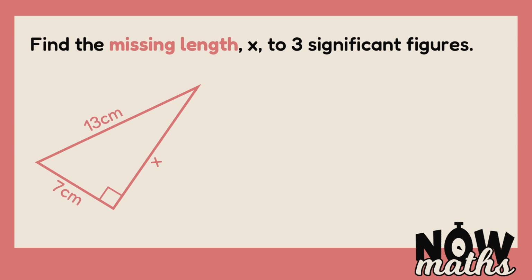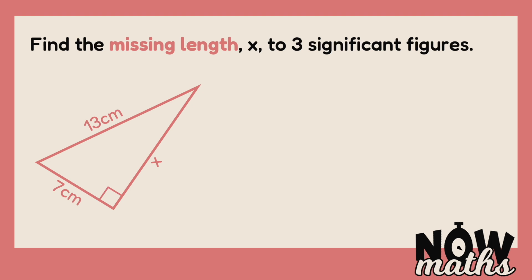Now we're going to take a look at one final example. So again, we're given a triangle, which this time is on a slight angle, and we're asked to find the missing length x, giving our answer to 3 significant figures. So we approach this in the same way as we have the previous questions.